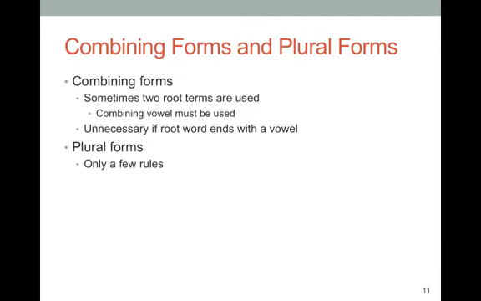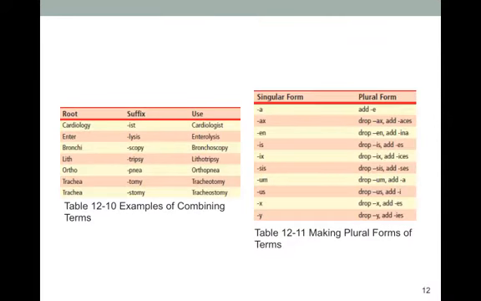Combining forms and plural forms. Sometimes two root word terms are used. Combining vowels must be used as well, but are unnecessary if the root word ends with a vowel. Plural forms, there's only a few rules with this. Examples of combining terms: cardiology means the study of the heart. Ist would be a specialist. So a specialist in the study of the heart, cardiologist. Otomy would mean a hole, and trachea, so tracheotomy would mean a hole in the trachea.